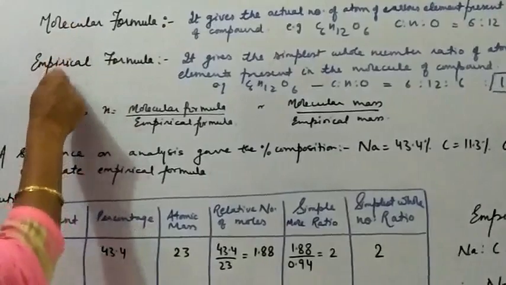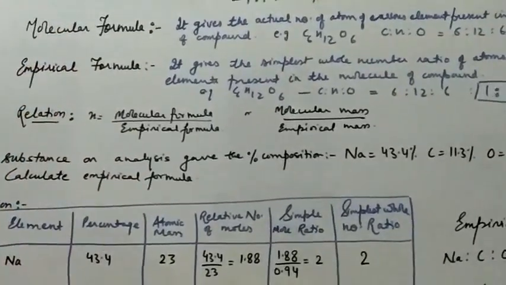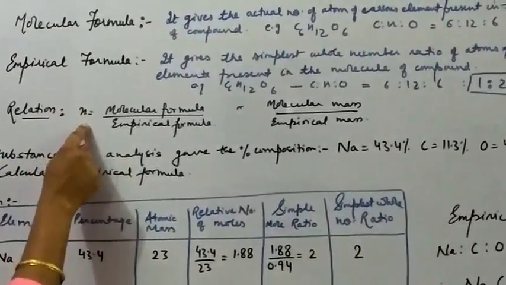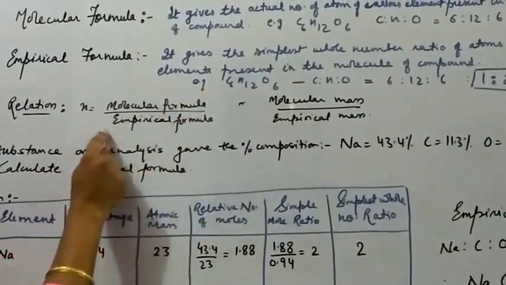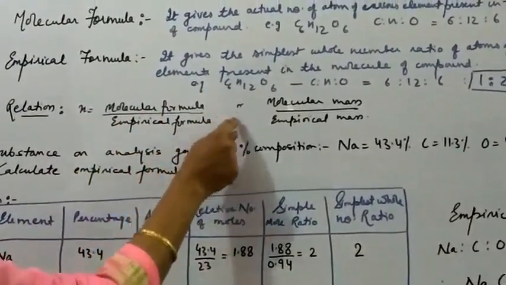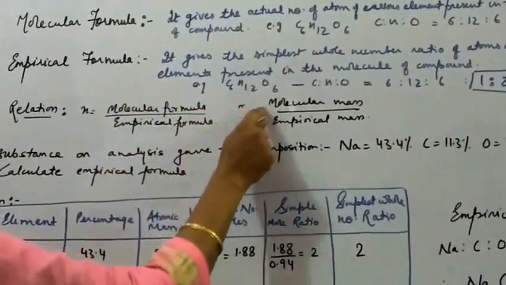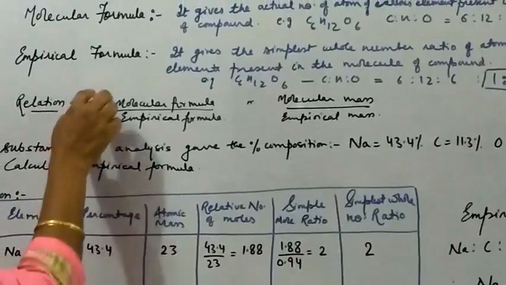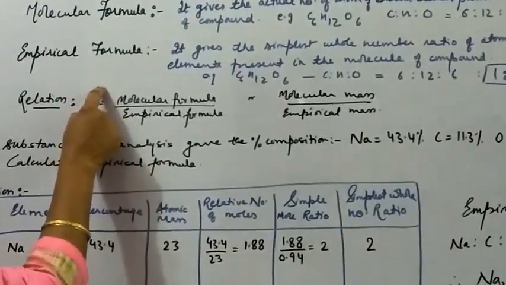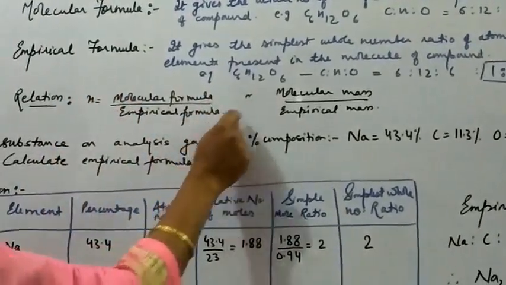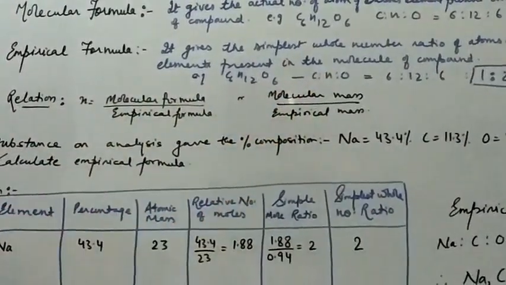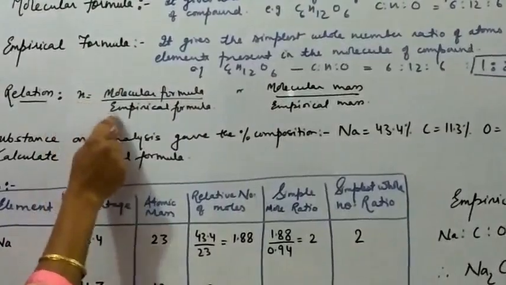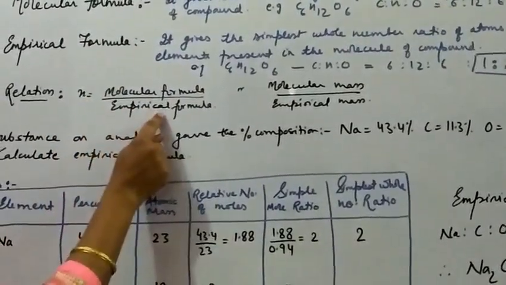Now what's the relation between the molecular formula and empirical formula? It is denoted by small n, right? n equals molecular formula upon empirical formula, or we can say that n will be equal to molecular mass upon empirical mass. To calculate the small n, we just have to divide the molecular mass by the empirical mass. So how are we going to represent the molecular formula? It will be n times the empirical formula, right?